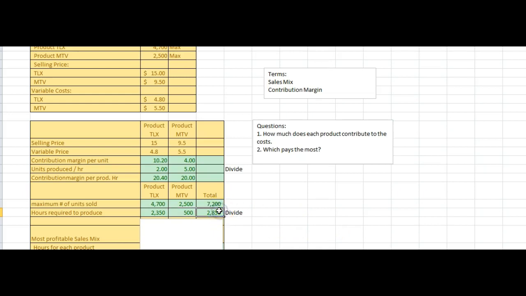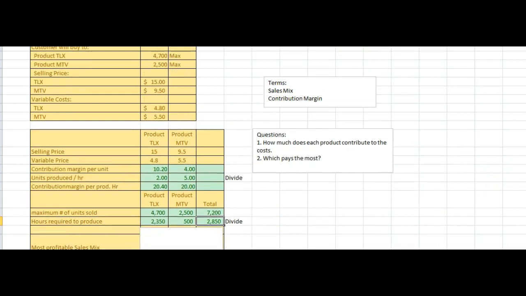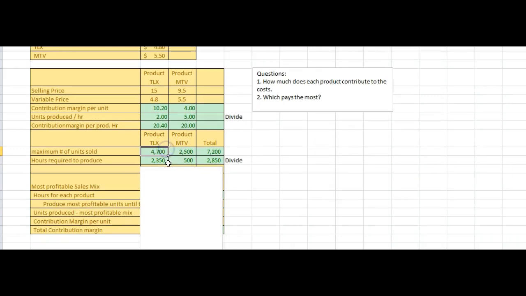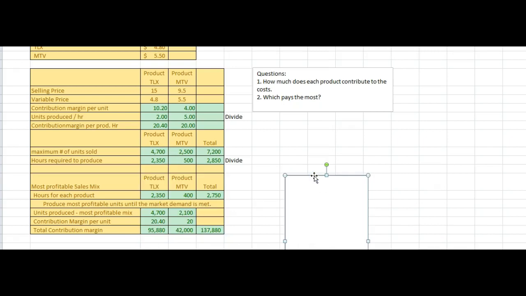So obviously I don't have enough hours, because the max hours I have for this machine was 2,750, correct? All right, so what are we going to do? Well, I'm not going to cut production on that TLX because it makes the most. So it's going to look like this. I'm going to make the 4,700, so that's going to be 2,350 on the hours. That leaves me 400 hours to spend on the M parts, or the MTV parts.